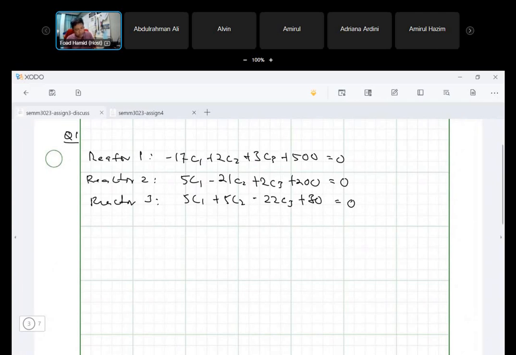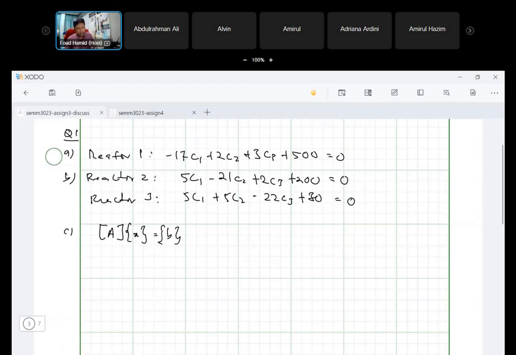So this is part B. This is part A. These two are part B. And then part C is just to put it in this format. A times X equal to B. So let's do that.